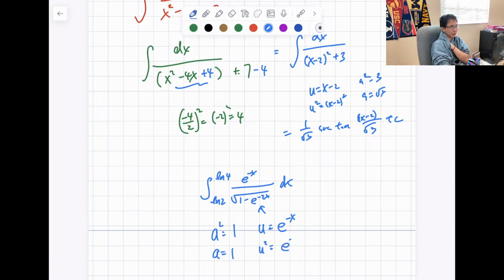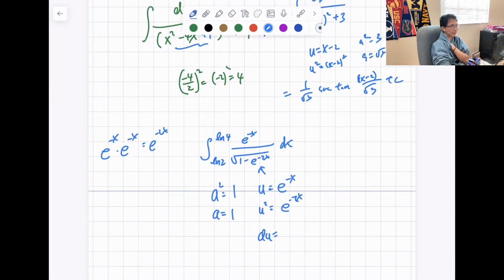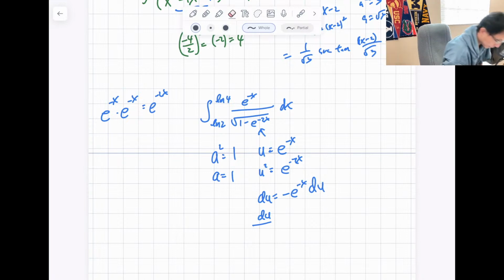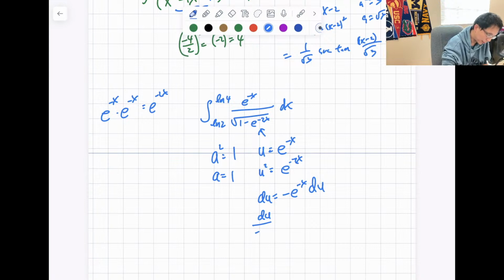u squared is equal to e to the negative 2x. e to the negative x times e to the negative x is equal to e to the negative 2x because of the exponent rule. Is that okay? So u is e to the negative x. What is du here? Negative e to the negative x dx, right? So dx over negative e to the negative x equals du, right?